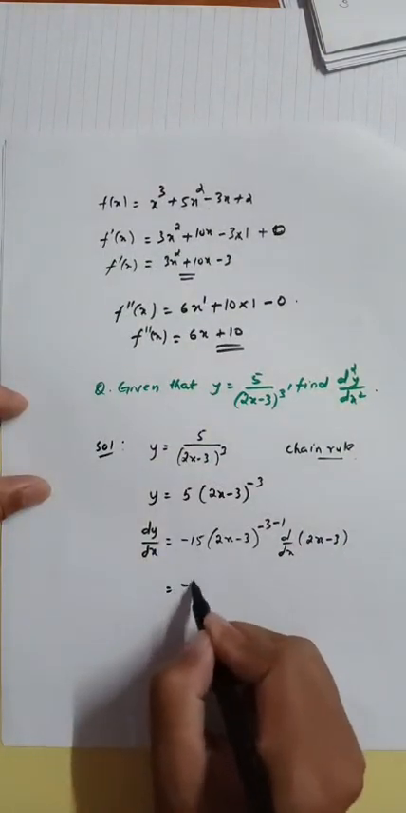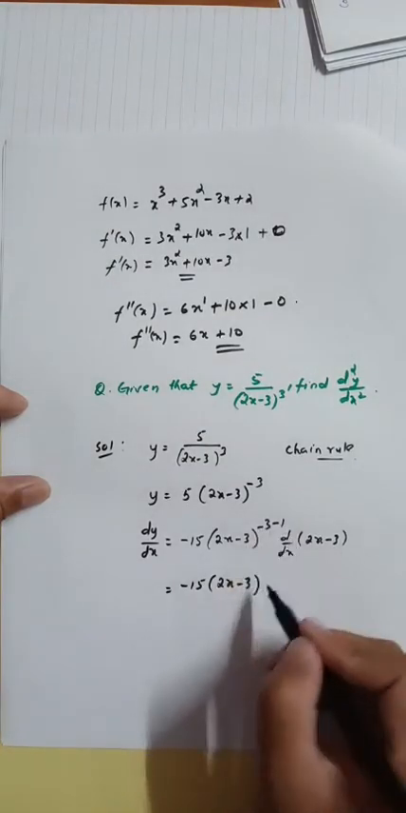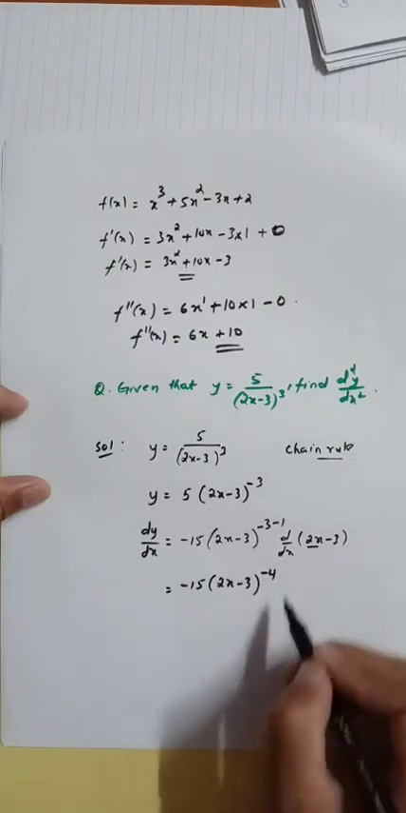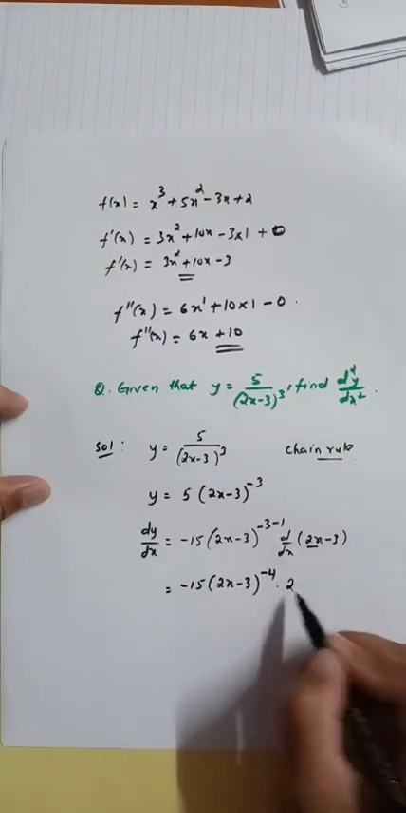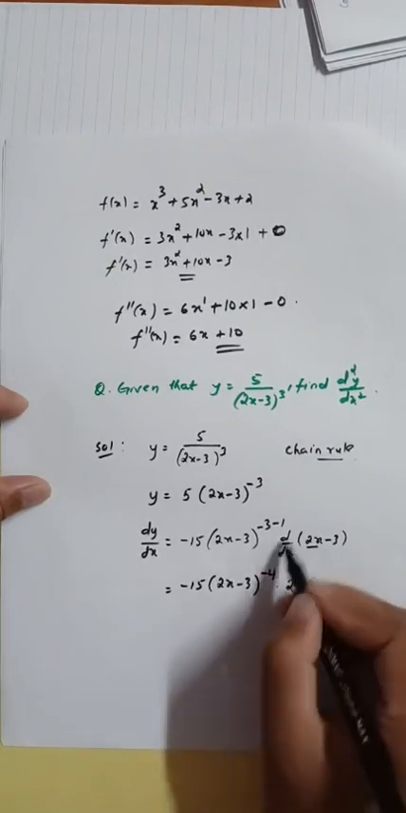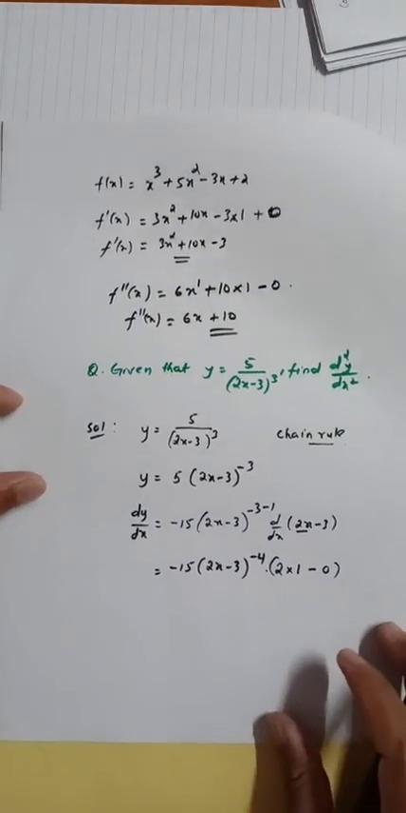Next, keep negative 15, then you have 2x minus 3, and negative 3 minus 1 will give you negative 4. Then what is the derivative of 2x? The derivative of 2x is 2, derivative of x is 1, minus, what is the derivative of 3? It is 0.